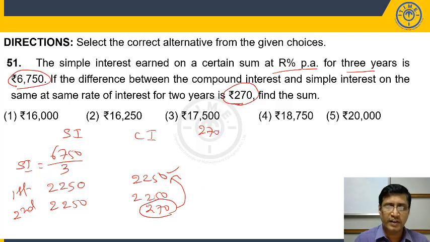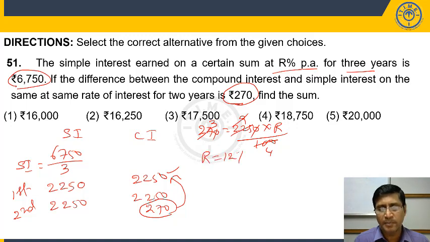So 270 is equal to 2250 into rate percent. Now simplify, 0 to 0, we can cancel. 25 goes 4 times, and here 9, 9 goes 3 times. The rate of interest is 12% per annum. The rate of interest is 12% per annum, whereas the interest is equal to 2250. Just to find out the principal. Okay, what is the principal?